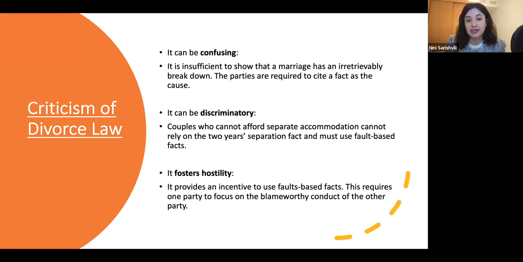And lastly, and I believe most importantly, it provides an incentive to use the fault-based system. This requires one party to focus on blaming the conduct of the other, and it can be even more stressful. Divorce can already be quite stressful for someone, and having to gather evidence to blame your partner for everything that has gone wrong in the marriage can make it even harder. So that's why the new Act is addressing all these issues, and that's why the divorce law is being reformed.